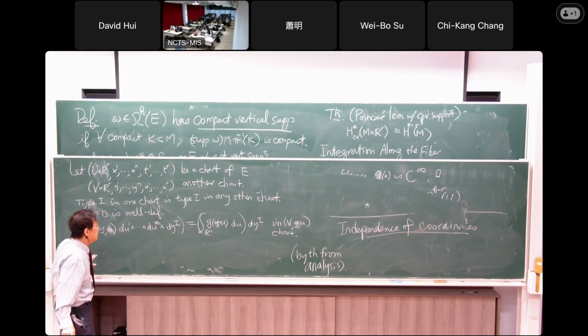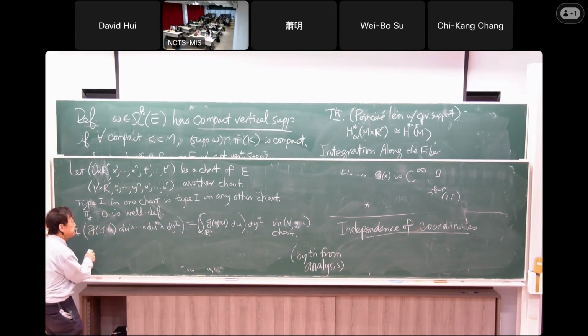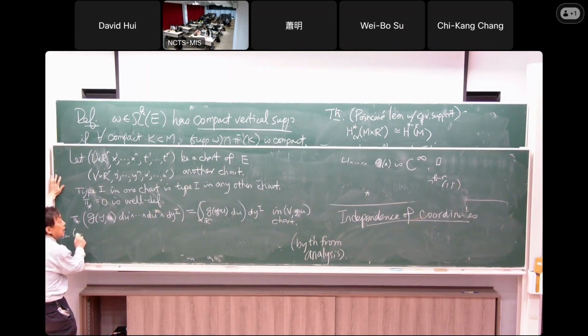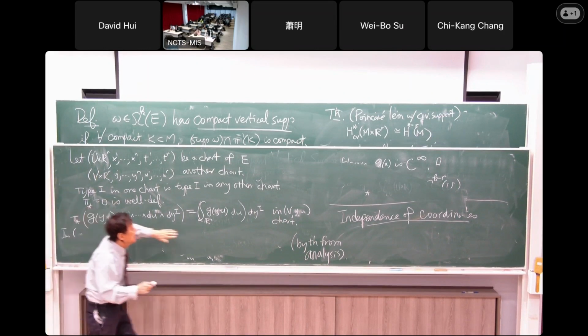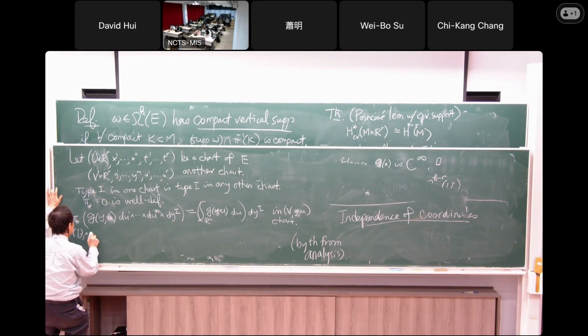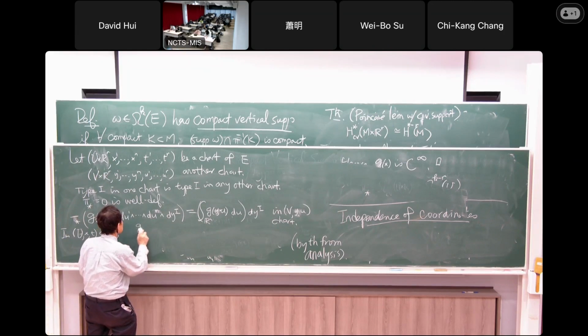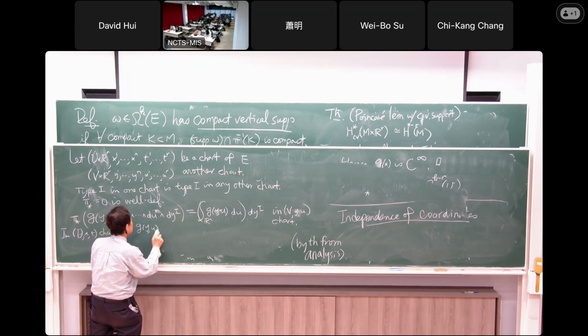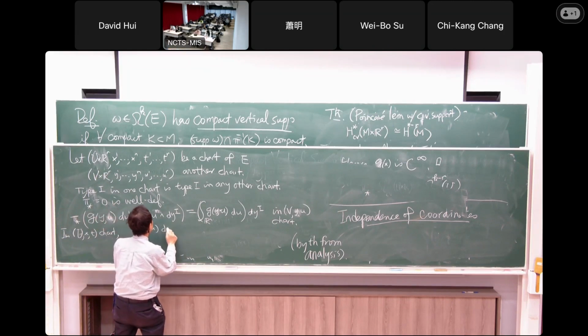Now, in the other chart, oh no, this is V. Yeah, right. So now in the other chart, the U, x, t chart, so g(y, u) du, let's just write du dy_i.